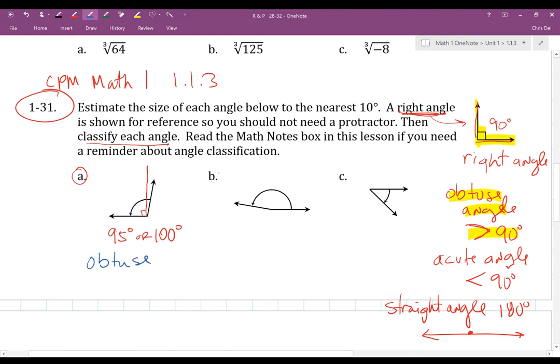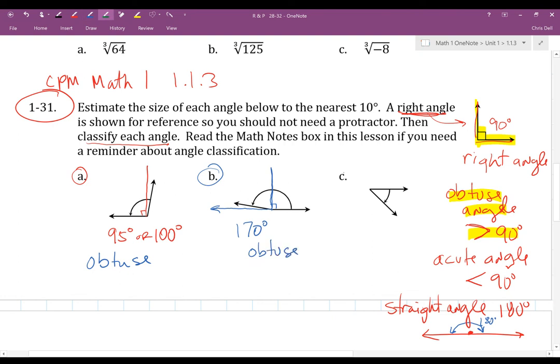Now looking at B, you can refer to the 90 if you want to. 90 is perpendicular to the ray, so there's 90. But definitely it's a lot bigger than 90. I might even refer to the straight angle. Remember over here, from there to there all around is 180 degrees. So this looks like it's almost 180, but not quite. So we may say this is 170 degrees, or 175, or 165, but I'm going to go with 170. And this would also be obtuse.